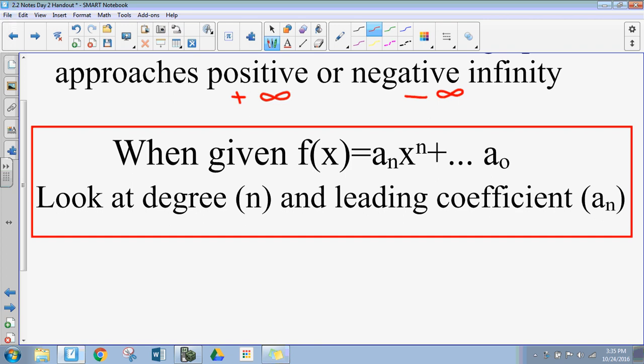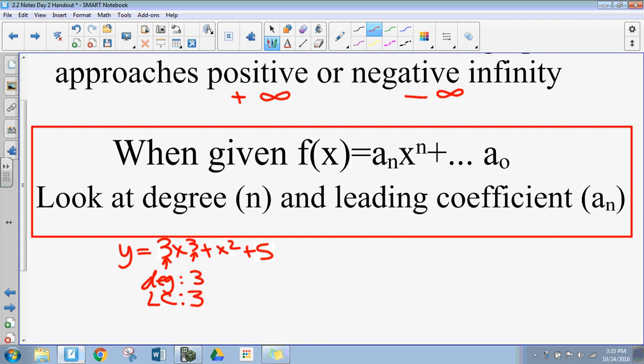Say you have y equals 3x to the third plus x squared plus 5. The degree of that is the highest exponent, so in this example the degree would be 3. And then the leading coefficient is the number in front of the x that has the highest exponent. So in this case, it's 3.